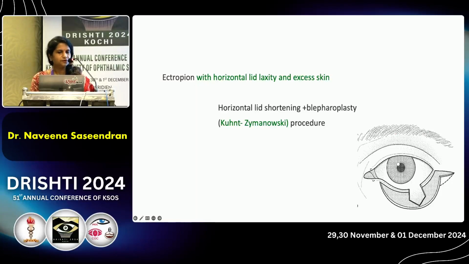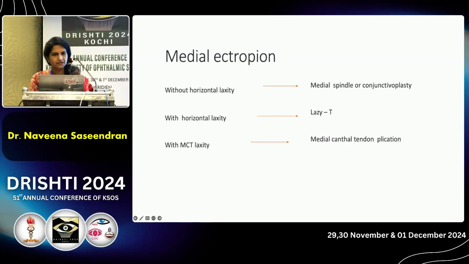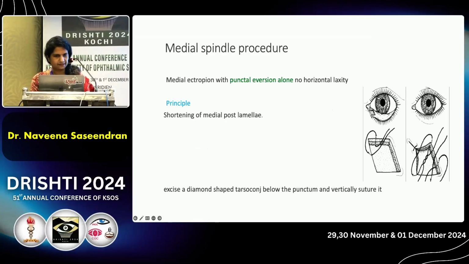Now, if ectropion is associated with horizontal lid laxity and excess skin, then this excess skin muscle flap has to be removed by the Kuhnt-Szymanowski procedure, in which we will do a horizontal lid shortening and blepharoplasty. Now, medial ectropion can be either punctal eversion alone, or it can be associated with medial horizontal laxity, or it can be medial canthal tendon laxity.